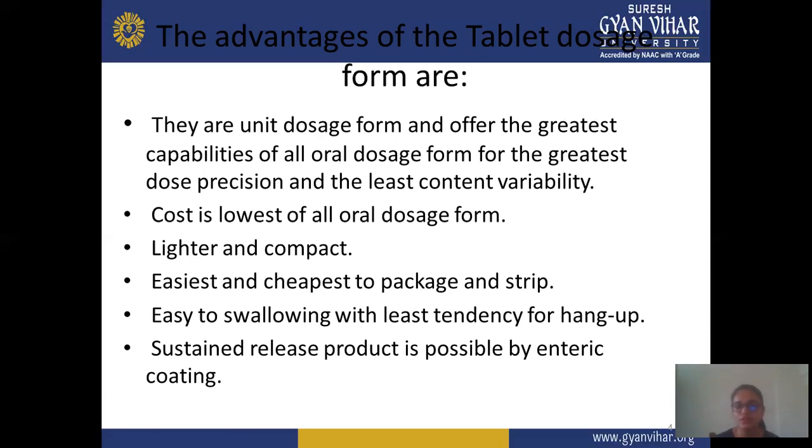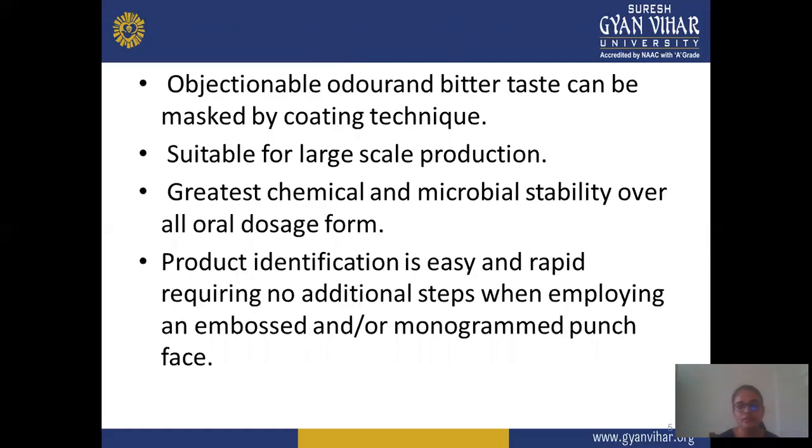Next, a sustained release product is possible by enteric coating. You can prepare a sustained release tablet by preparing an enteric coated formulation with the help of certain types of polymer. Enteric coating is mainly prepared for release in the intestine, using polymers that release the drug and show effect in the intestine, not in any other part of the body. So you can also prepare sustained release type tablets. Another advantage is that objectionable or bitter taste can be masked by coating technique.